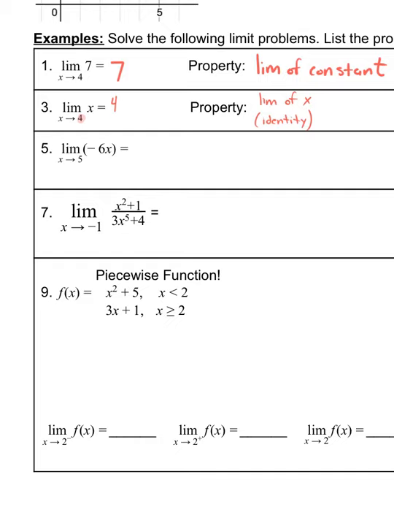Now we have a limit problem. Go through your steps. Can you do direct substitution? Can I plug 5 in right here? Absolutely, because it does not cause me to divide by 0. So -6 times 5 is equal to -30.